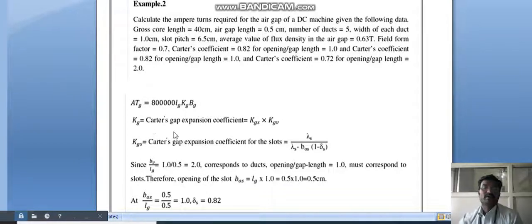So Kg is equal to Carter's gap expansion coefficient, Kgs multiplied with Kgd. Kgs is Carter's gap expansion coefficient for the slot: lambda s by lambda s minus Bos, multiplied with 1 minus del s. Since Bd by Lg is equal to 1 by 0.5, the value we get is 2, which corresponds to the duct's opening gap, and length equal to 1 corresponds to slots. Therefore, the opening of the slot Bos is equal to Lg into 1, which is 0.5 centimeter.